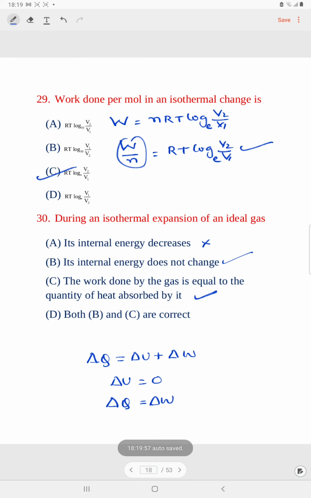Its internal energy will not change. The change in internal energy is 0. The work done by the gas is equal to the quantity of heat absorbed. This is also correct. That means option B and option C both are correct. So the final answer is going to be option D, because option D is saying that both B and C are correct. It has been indicated by option D.